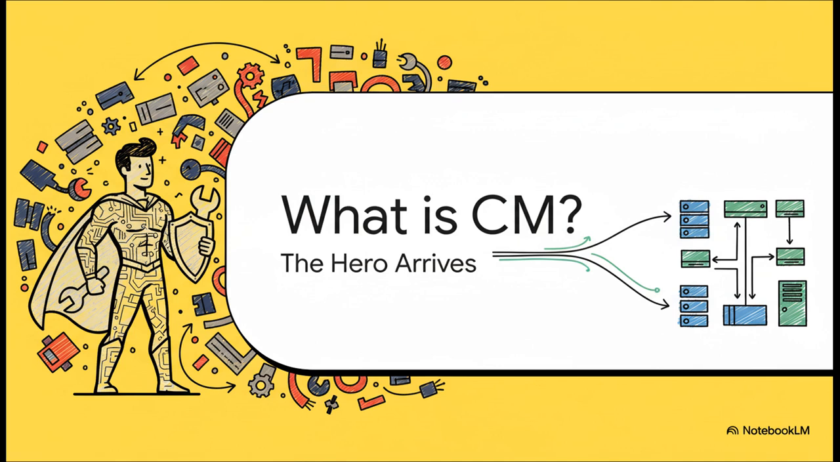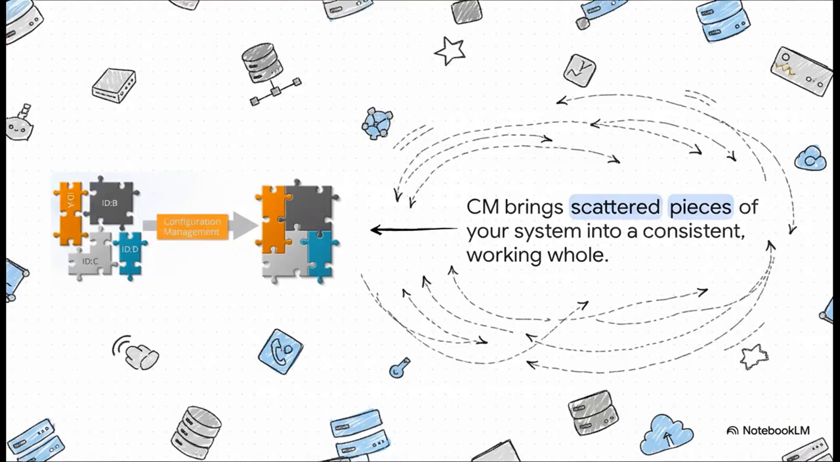So, out of all that chaos, the hero of our story finally arrives: configuration management, or CM for short. Let's dig into how it actually solves all these problems. I love this puzzle metaphor because it's just so perfect. Think about all the parts of your system: the servers, the databases, the networks, the apps. They're all like scattered puzzle pieces. Configuration management is what gives you the blueprint, the picture on the box that tells you exactly how those pieces are supposed to fit together to create one consistent working whole.